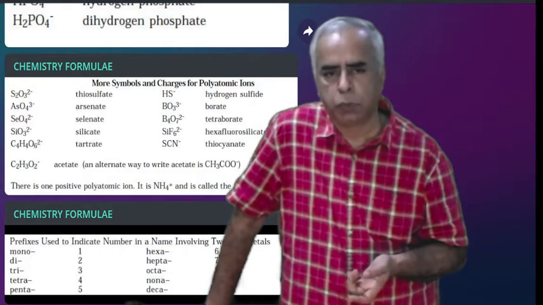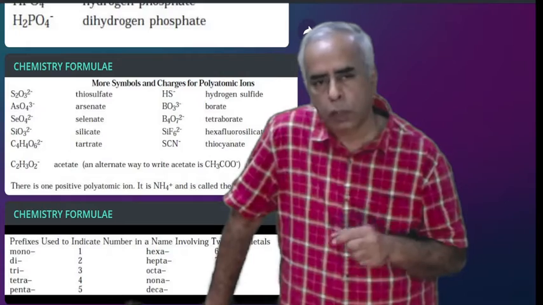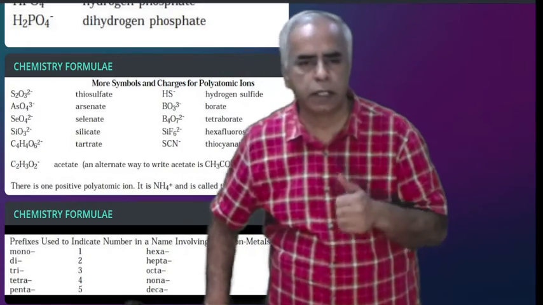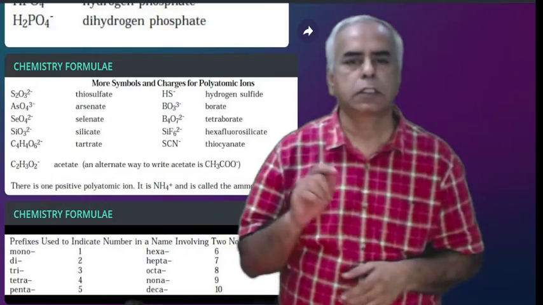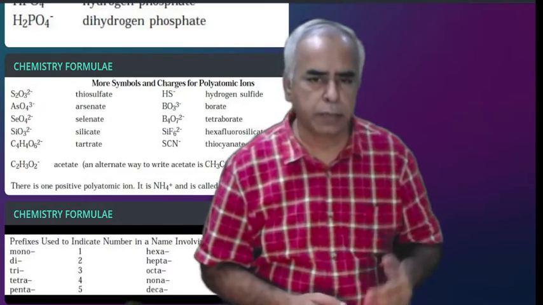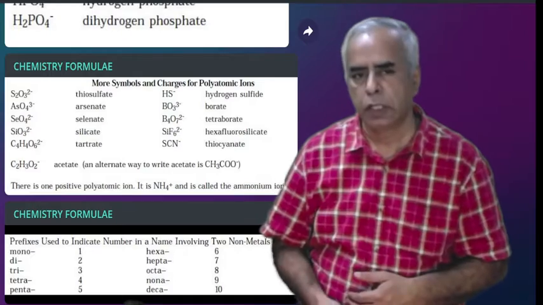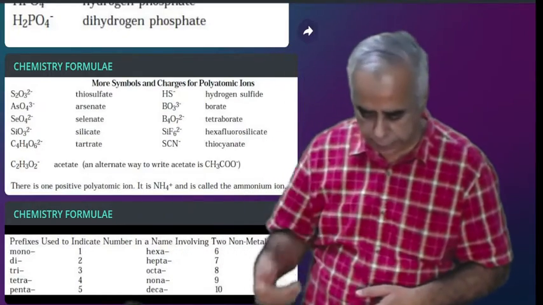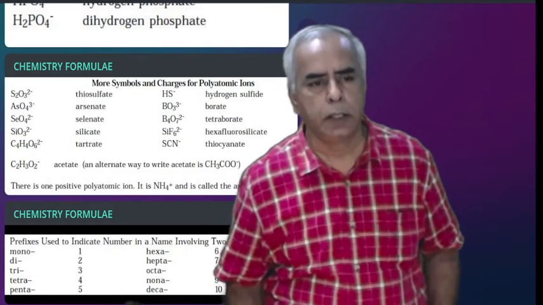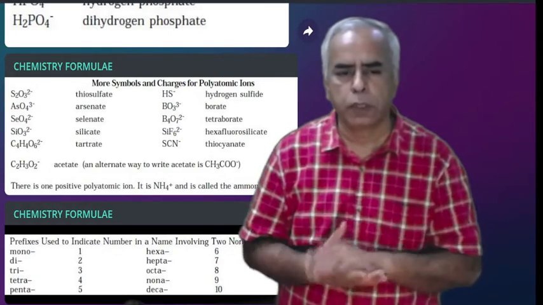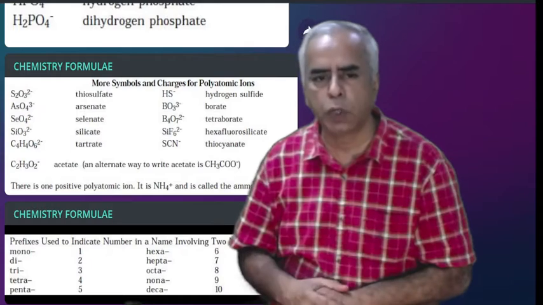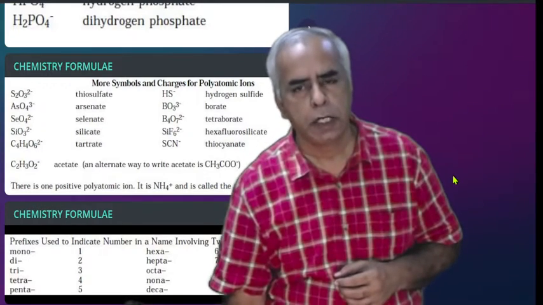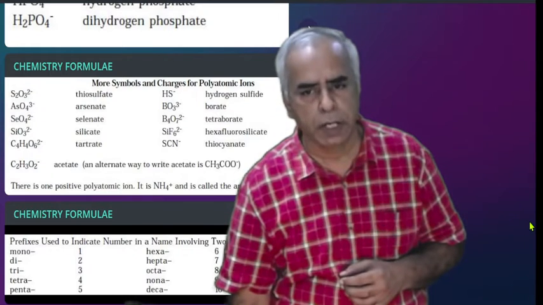BO3 3 minus, borate. B4O7 2 minus, tetraborate. And SiF6 2 minus, hexafluorosilicate. SCN minus, thiocyanate. S is represented as thio here. And there is one positive polyatomic ion, that is ammonium. Ammonia is NH3, and NH4 plus is the ammonium ion.